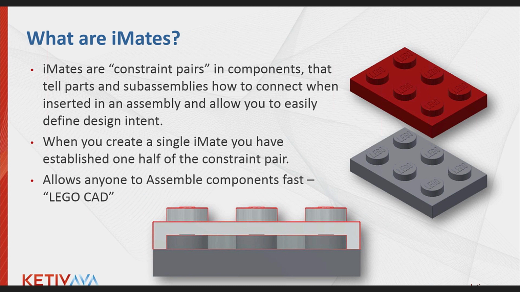And so when you create a single iMate, what you've established is one half of the constraint pair. I use this Lego example because it's very easy to understand, but Legos have built-in design intent with their pegs and with the holes. So if I'm creating an iMate for something like that, I'm building that intelligence into those pegs, and we know that they're just going to snap together, and that all the Legos have some sort of design intent built in.